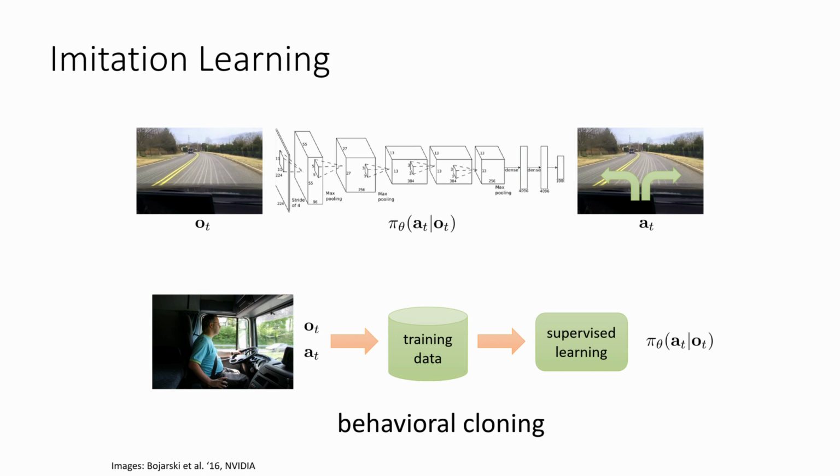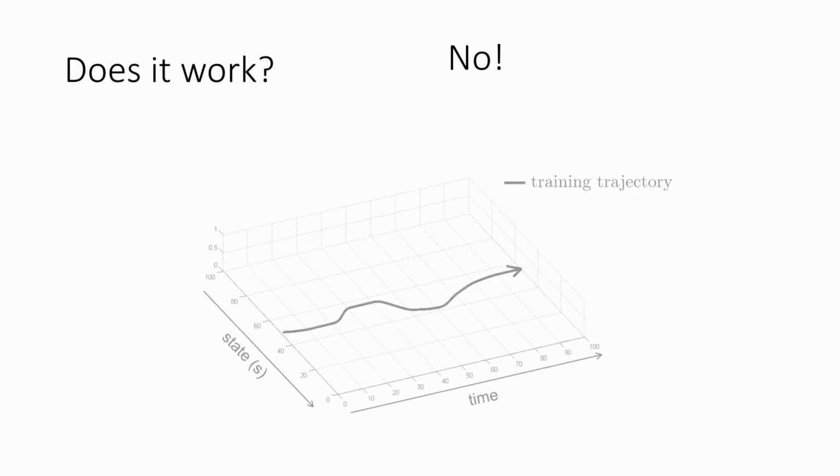So if you see someone say behavioral cloning, they just want to sound fancy and all they really mean is supervised learning. But this is called behavioral cloning. And does behavioral cloning work? Well, no. On this slide, I'm going to say no. Why doesn't it work? Here's one intuitive explanation for why behavioral cloning does not work.